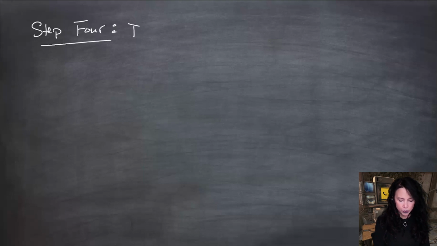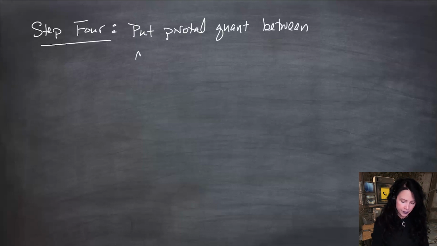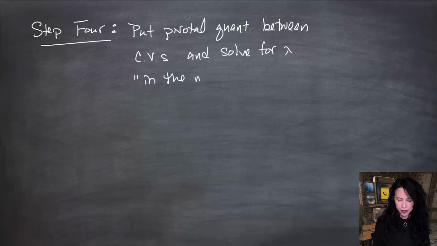Here, we want to put the pivotal quantity between the critical values, and we'll have a system of inequalities. And we want to solve for the unknown parameter, in this case, lambda, in the middle, if you will. We're going to have two inequalities, and we want to get lambda stuck between two things that do not involve lambda.